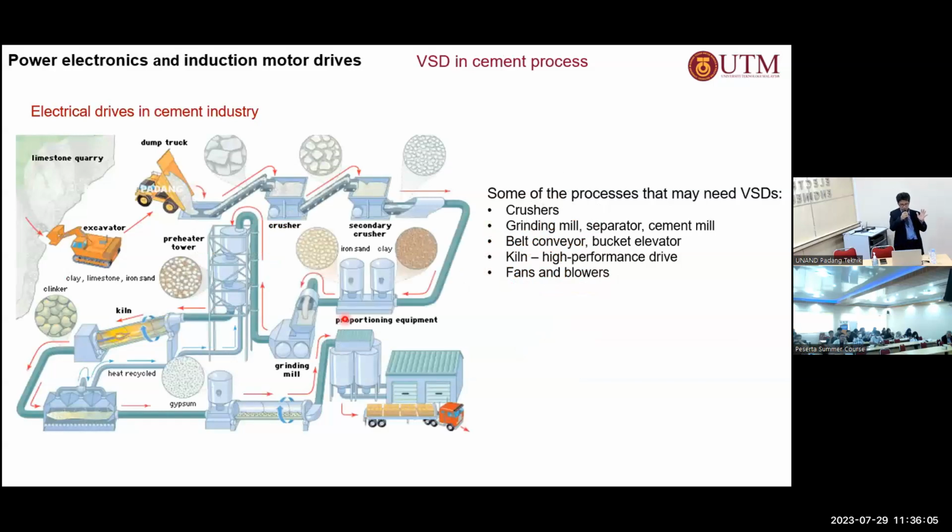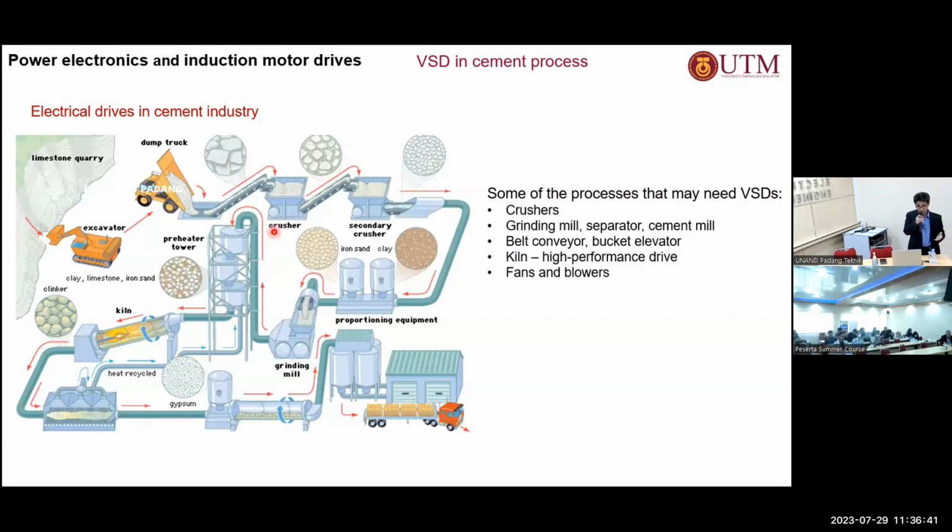So let's look at how this works. I think it's the same diagram which was used by Prof. Wan previously, which we obtained from the PT Semen website. All right, the process of producing the cement, where the drives are required, especially the variable speed drives. It's all over the process, actually, all right? Starting from the crushers here, which normally use squirrel cage induction machines. You don't require variable speed here. All right, so typically you just use a constant speed.